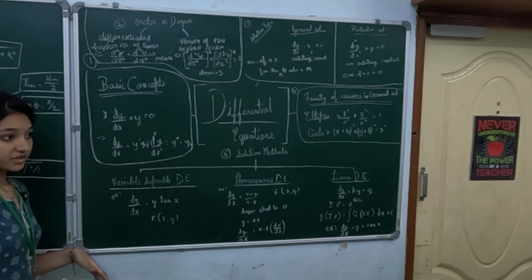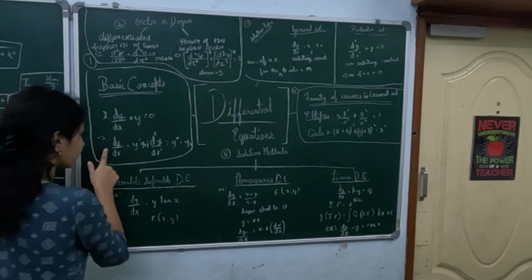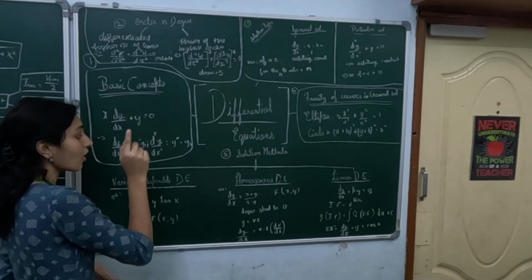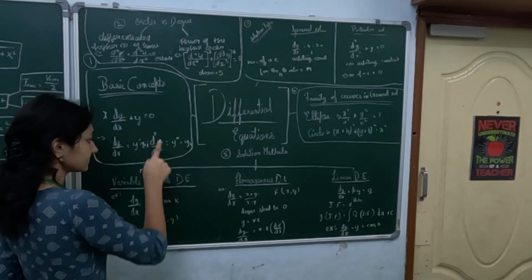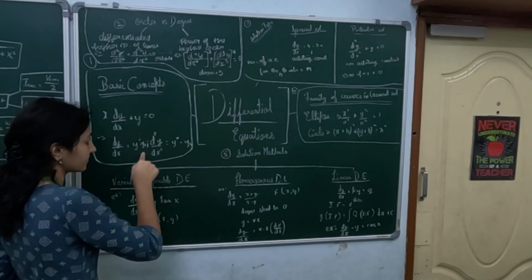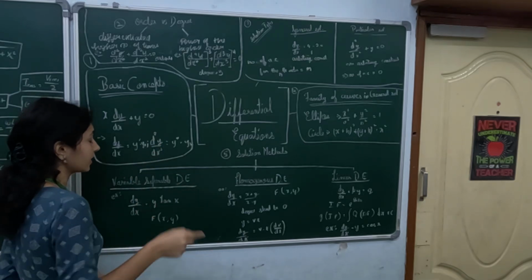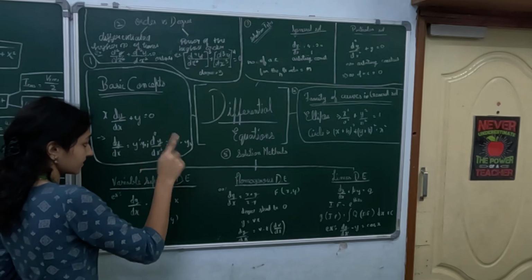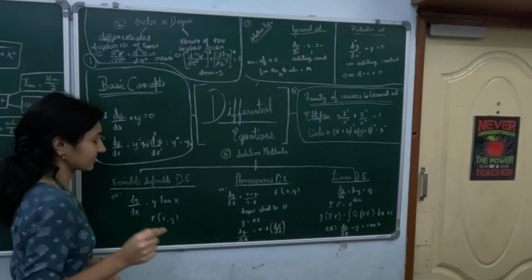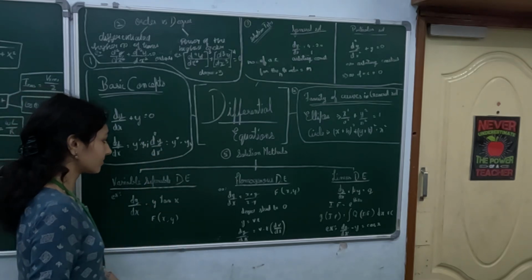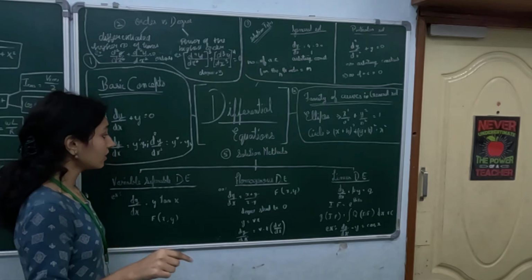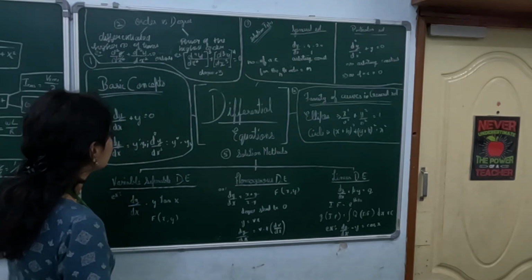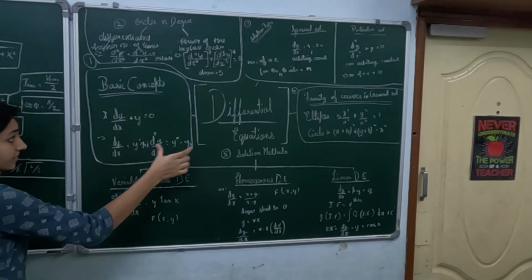If you differentiate it once, you get dy by dx is equal to y prime, or you can call it y1. Similarly, by differentiating it twice, the second order, you get d square y by dx whole square is equal to y double prime or y2. Right. So these are the orders.